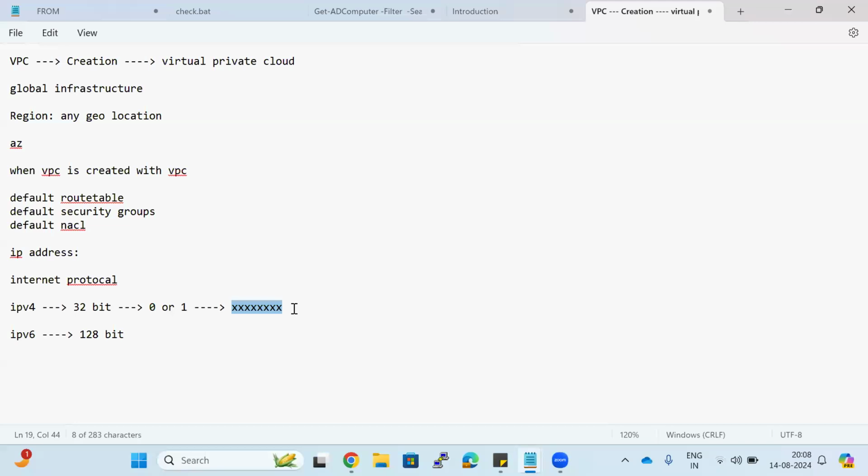This is the first octet, and there will be a second octet, a third octet, and a fourth octet. Like this, we will have 4 octets. And if you see, in each octet there will be 8 bits. So the size of 8 bits is equal to 1 byte.